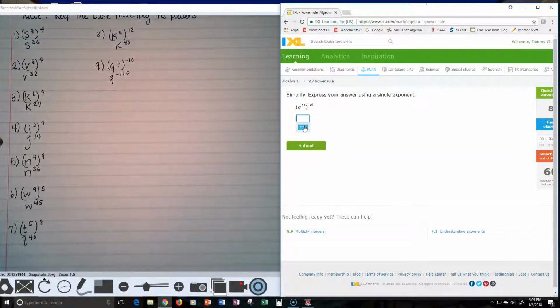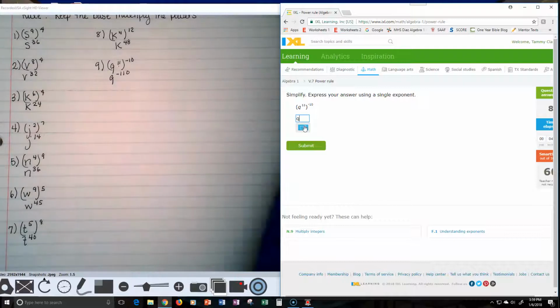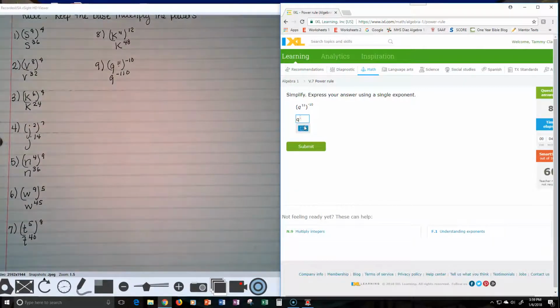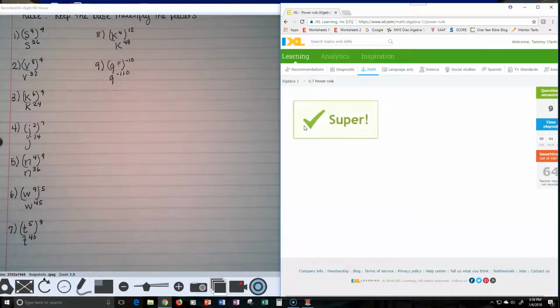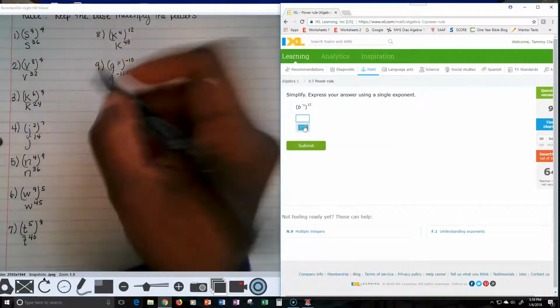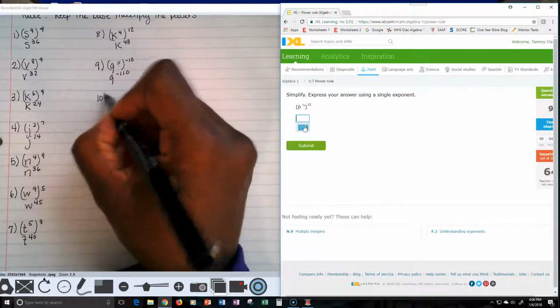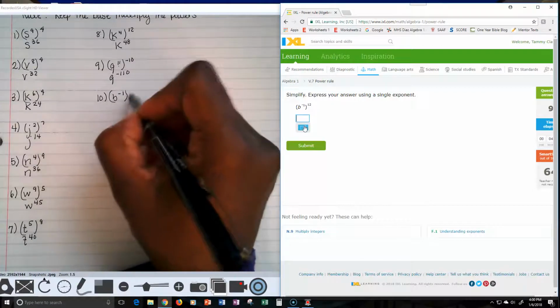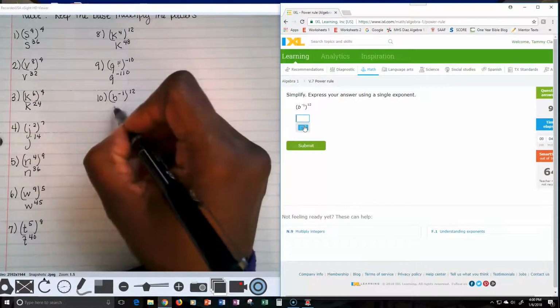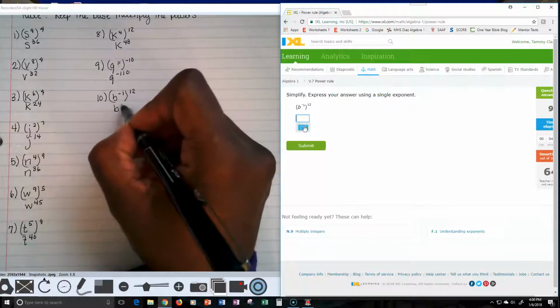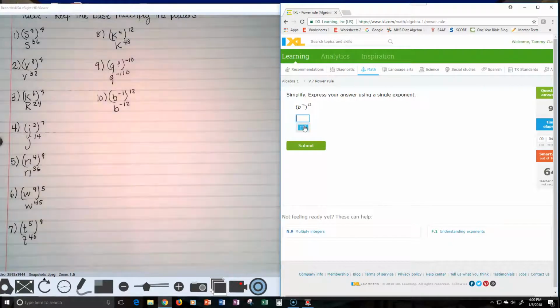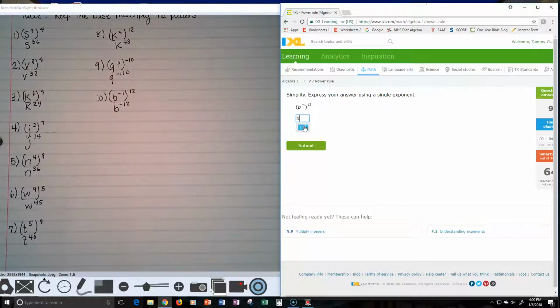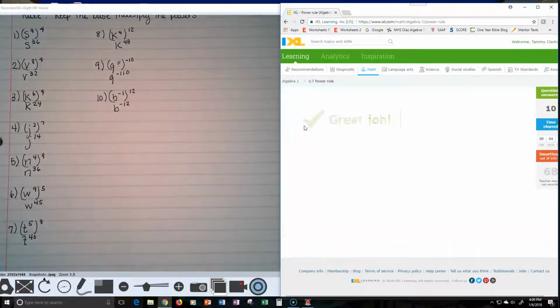So typing it in this way, we may get it right, we may get it wrong, but at least we'll know for next time. So we're going to do q to the negative 110th power. Oh, okay. So we don't have to write them as a positive exponent. So then we've got b to the negative 1 raised to the 12th power. So that would be b to the negative 1 times 12 is negative 12. So b to the negative 12th power.